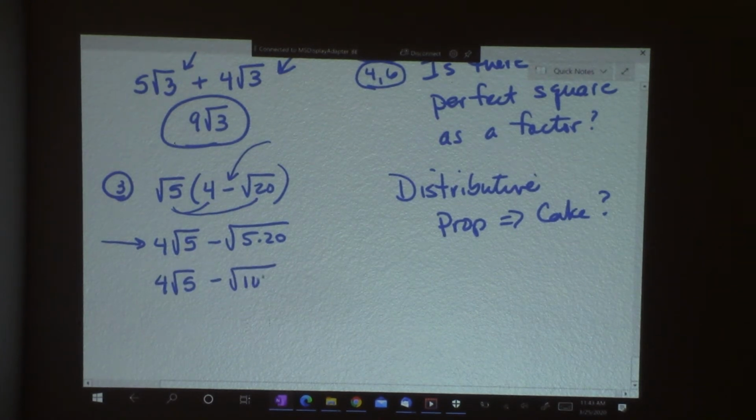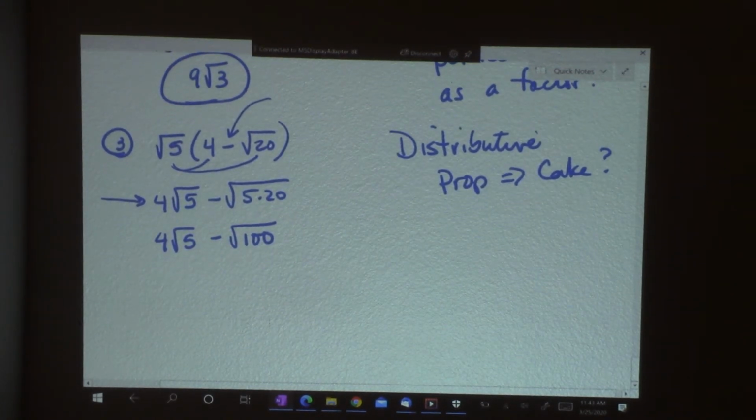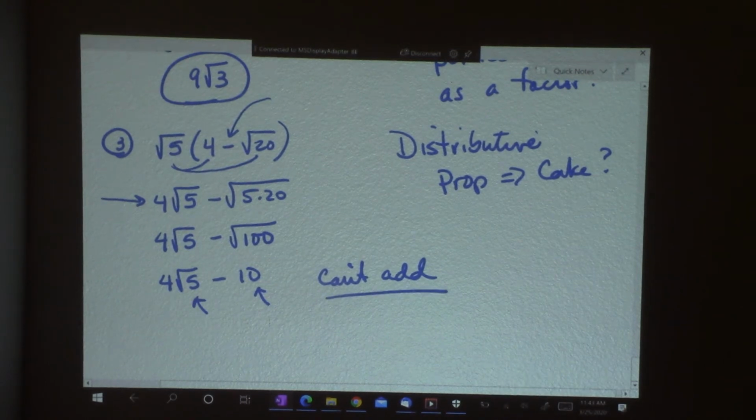So this becomes the square root of 100. Now, is that a perfect square? Is there a perfect square in 100? Well, it happens to be exactly a perfect square, and this is 10. Now, I have a radical here. I have just a regular number, a constant they call that, right there. I can't add. I can't combine those together. So that is my answer. They cannot be added together. So there you go.